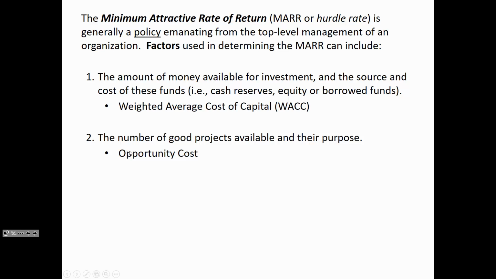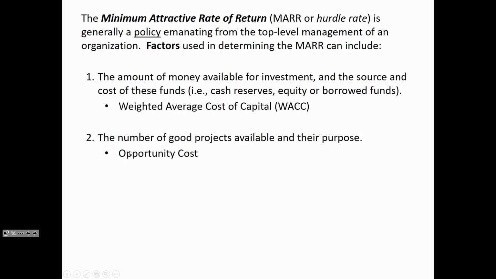So you're in class right now. You could be lots of other places. You could be working. You could be sleeping. You could be at the student center drinking a coffee. There's many different places you could be. So what's the next best place that you could be besides here? And what's the dollar value associated with that?